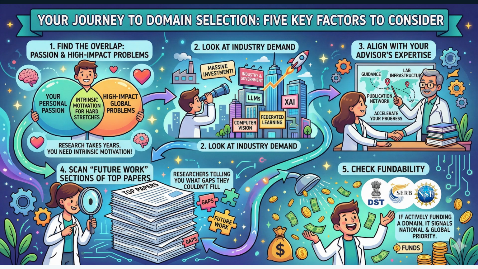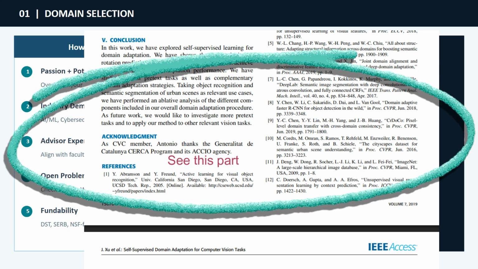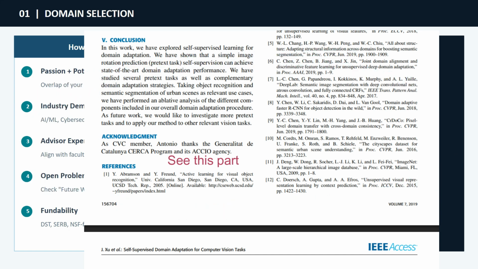Then the open problems. Wherever you are looking at a research survey, wherever you're looking at works done by people in the recent past, you will look at the future work in that area. Generally at the end of a research paper, you will see a section where they talk about future work, and that is one area to explore.